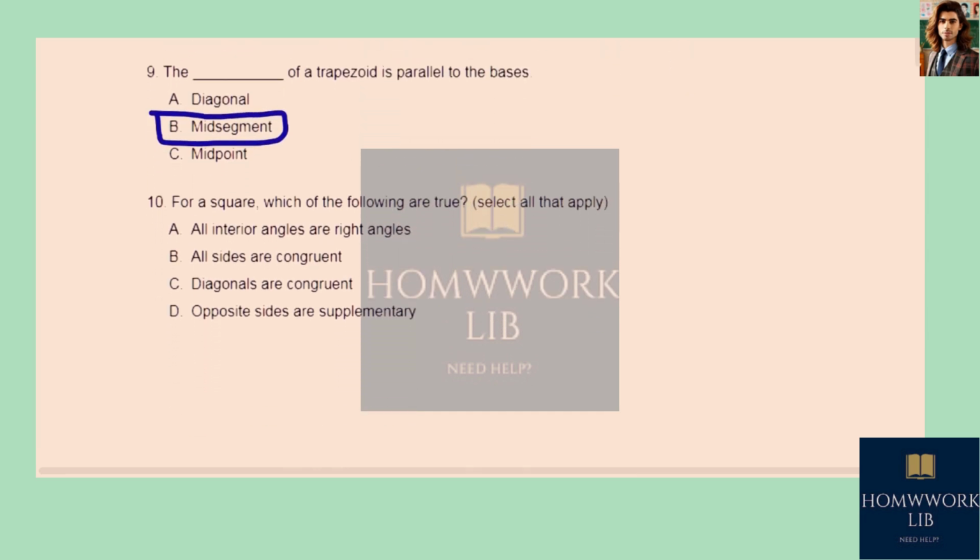And what's true for a square? All the interior angles are right angles. That's true. All sides are congruent. That is true. The diagonals are congruent. And opposite sides are supplementary. Doesn't make sense. Sides don't add up to 180 degrees as angles.